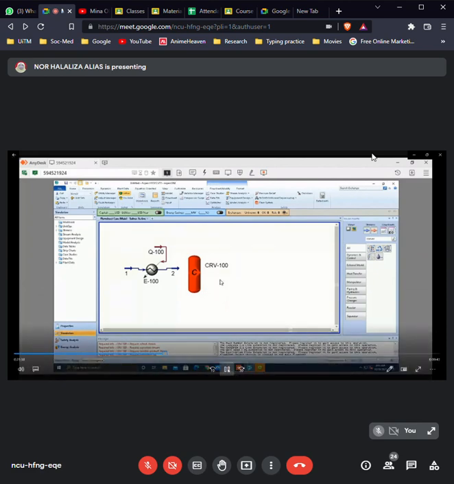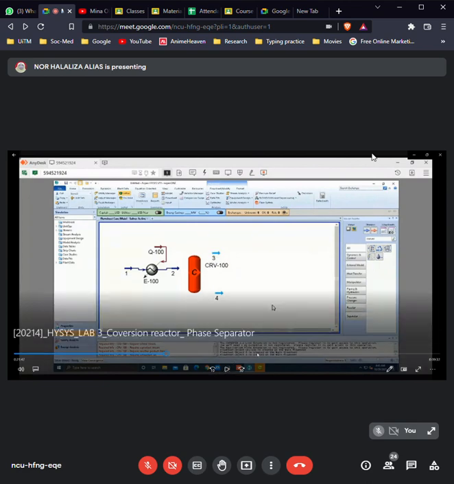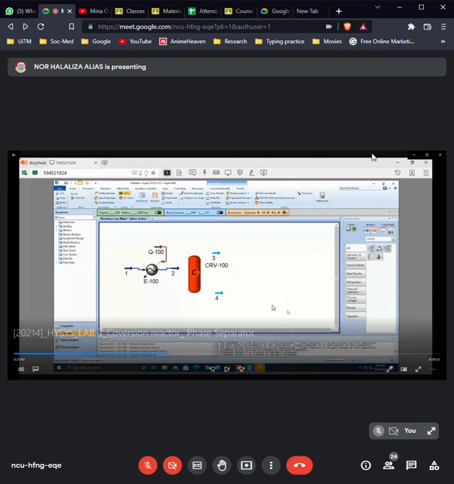Now the conversion reactor typically will have two output streams, so you have to bring in the streams lah. You have to bring in the streams. Okay, so far sampai sini okay? Boleh jumpa tak conversion reactor tu kat mana? Boleh. Okay, make sure you dah drag conversion reactor dan juga two output streams.